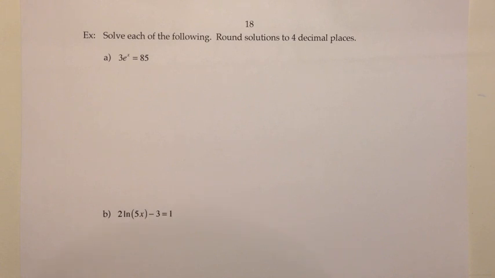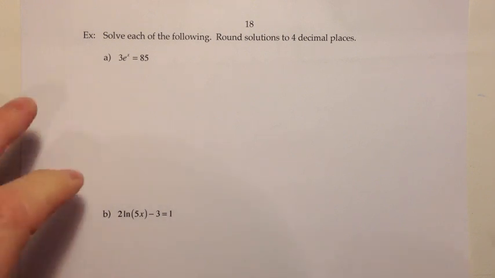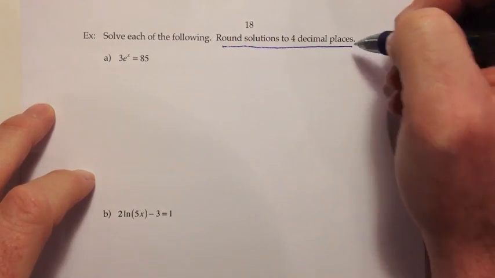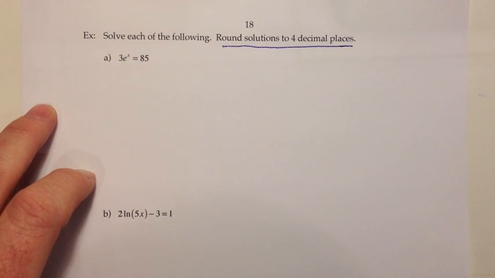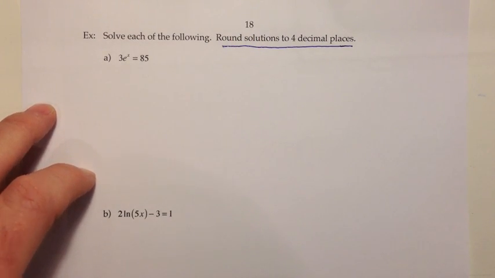Alright, continuing on in section 11.6, we're going to look at solving some equations either by using natural logs as a tool to help us solve, or solve equations that already have a natural log in them. So let me go ahead and show you these examples. Solve each of the following and round our solutions to 4 decimal places. As soon as we see that as part of the directions, we know that the calculator is probably going to enter into the process at some point.